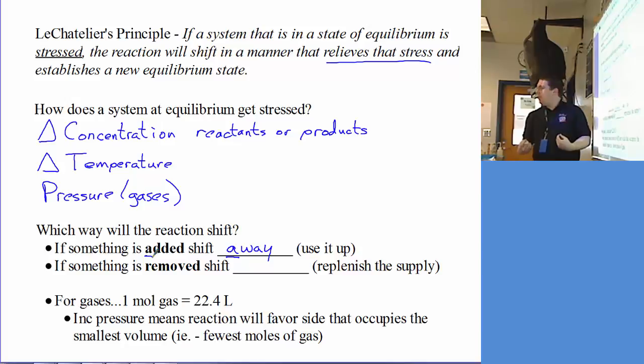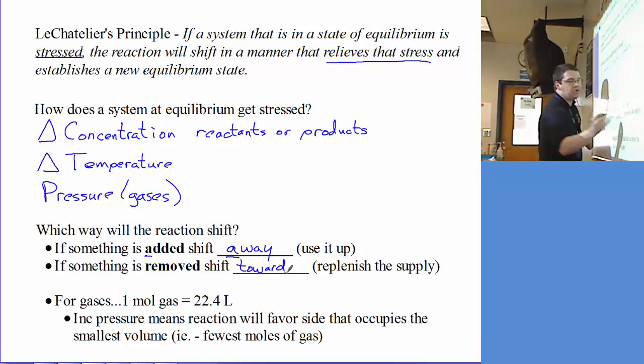If you take something away, if you remove it, it's like digging a hole. You dig a hole in the ground, you dig it deep enough, eventually the dirt's going to start to fall in and fill that hole in. The reaction will shift towards that removal in order to replenish the supply. So always think of it in these relative terms. Add something, move away from it. Take something away, move towards it, fill it in. Temperature is the same way.